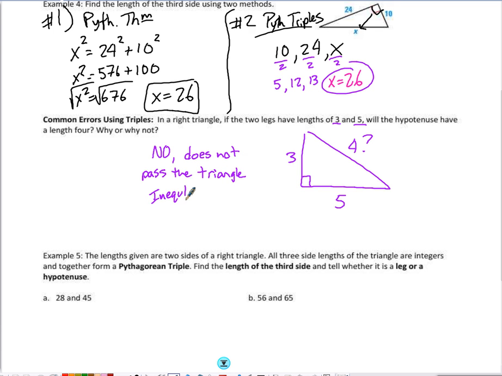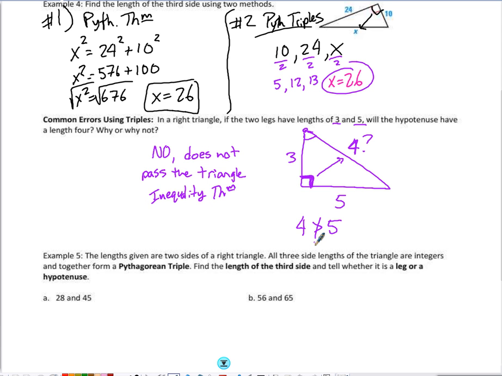Which states that the largest angle, which in this case is the right angle, has to be opposite the largest side. And since that angle is larger than any acute angle that could form a right triangle, that would mean that 4 is greater than 5, but that's not true. So because it fails that, we know that it can't be a possible side length.